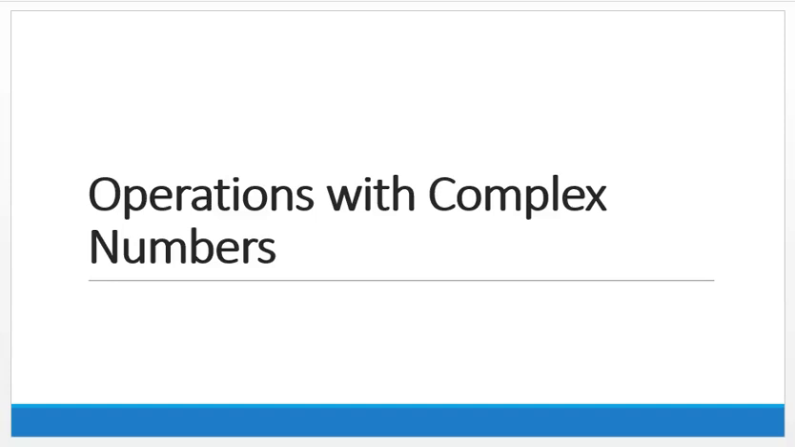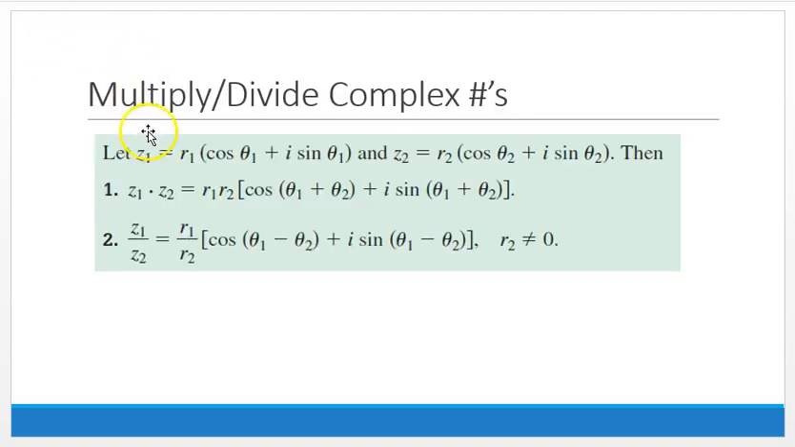Now we're going to look at how to perform operations on some of the complex numbers when they're in that trig or polar form. Specifically, we'll be looking at multiplication and division. So here we're working with two different complex numbers. You can see that we have z sub 1 to represent the first complex number and z sub 2 to represent the second complex number.